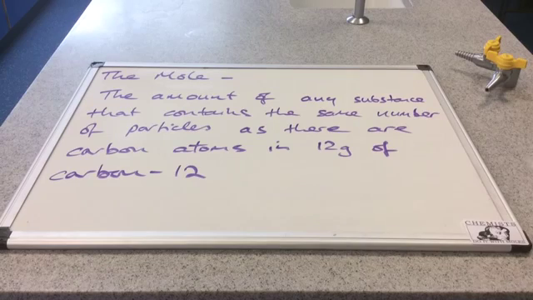It's the amount of any substance that contains the same number of particles as there are carbon atoms in 12 grams of carbon-12. So remember, we've just worked out that in 12 grams of carbon-12 there are 6.02 times 10 to the power 23 atoms.